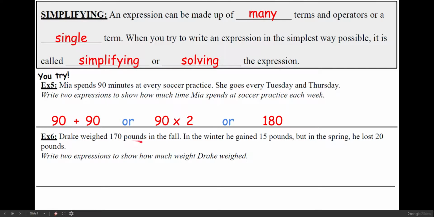Example 6, Drake weighed 170 pounds in the fall. In the winter, he gained 15 pounds, but in the spring, he lost 20 pounds. Write two expressions to show how much Drake weighed. Well, he weighs 170 pounds, and he gained 15, so that's plus 15. But he lost 20 pounds, so that's minus 20. So that's one way you can write it. You can also write it this way, 170 plus 15, which is 185, and then minus the 20 he lost in the spring. Or you can simplify it further and say 165. It's 165 after he's gained the weight and lost the weight.